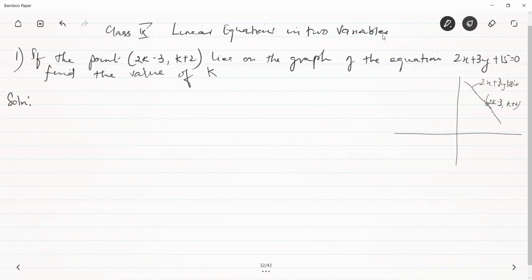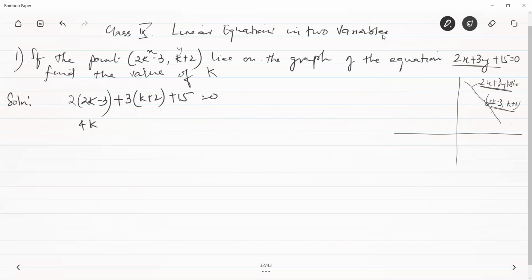So these coordinates should satisfy this equation, which means you can put the value of x as 2k minus 3 in this equation. You will have to put 2 into 2k minus 3, because this is x and this is y, plus 3y. What is y? k plus 2, plus 15 is equal to 0. Then just substitute and you will get the value of k.